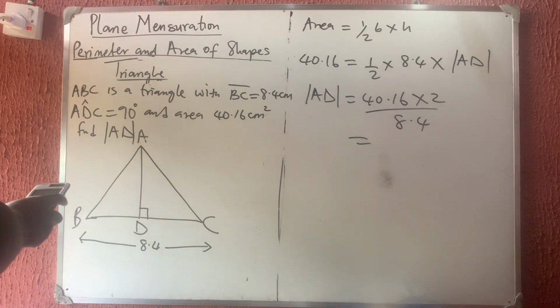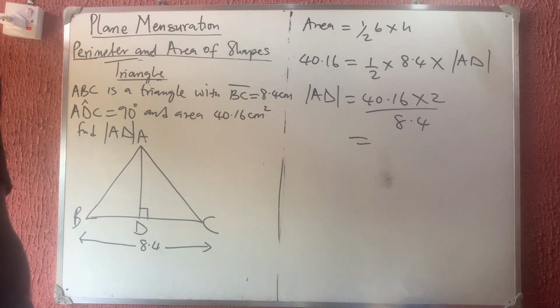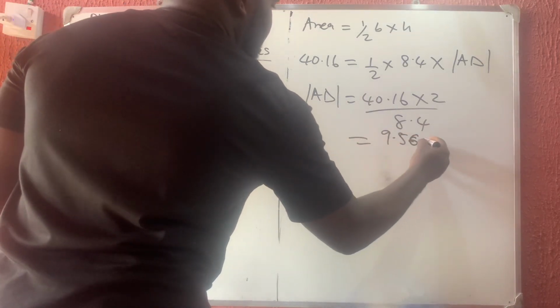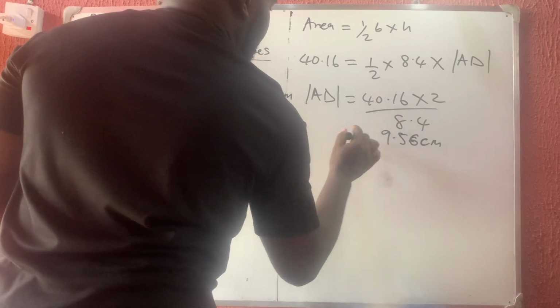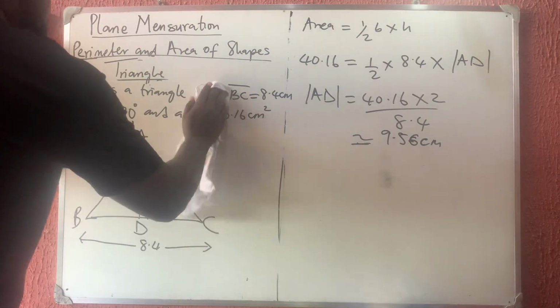So I have 40.16 times 2 divided by 8.4. So I'm having my answer to be 9.56. Okay, so approximately 9.56 cm. So you see, it's very simple. We move to the next question.